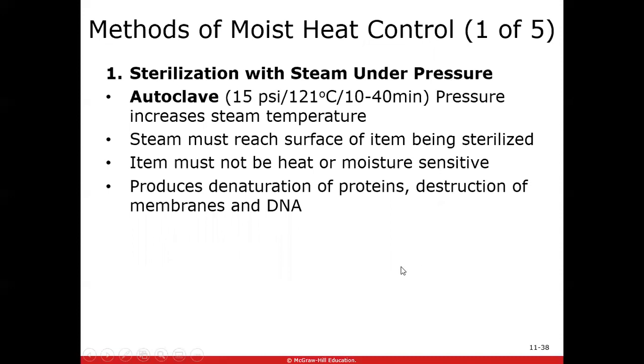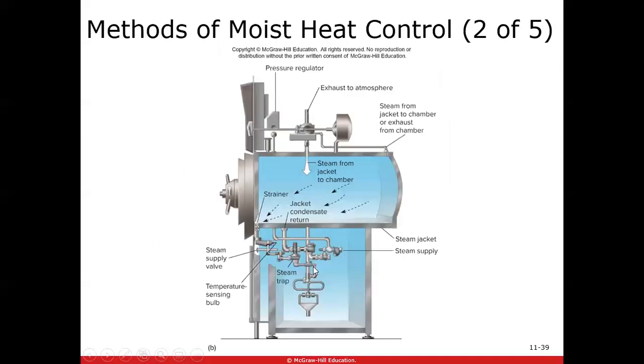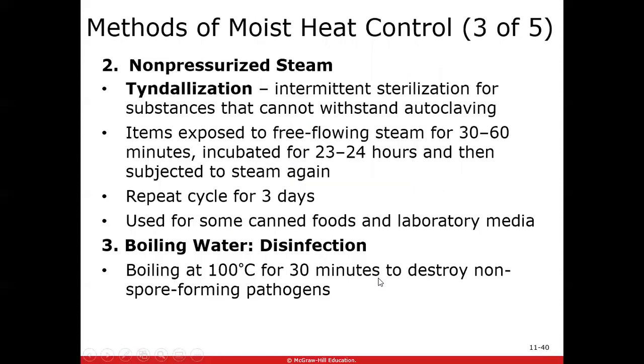So, methods of moist heat control. Sterilization with steam under pressure: you have an autoclave. Steam must reach the surface of the item being sterilized, and the item you're sterilizing must not be heat or moisture sensitive. It denatures proteins and causes destruction of membranes and DNA. This is one of the autoclaves, like a pressure cooker.